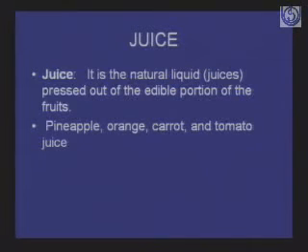Now in processing and preservation, the first and foremost thing that we have to know is that when we process fruits and vegetables, we extract juice or pulp. It's very important to know the difference between juice and pulp. A juice is a natural liquid pressed out of the edible portion. When you press pineapple or orange, you get a juice. But if you press a mango, you get a pulp. So pulp and juice are two important, different things.